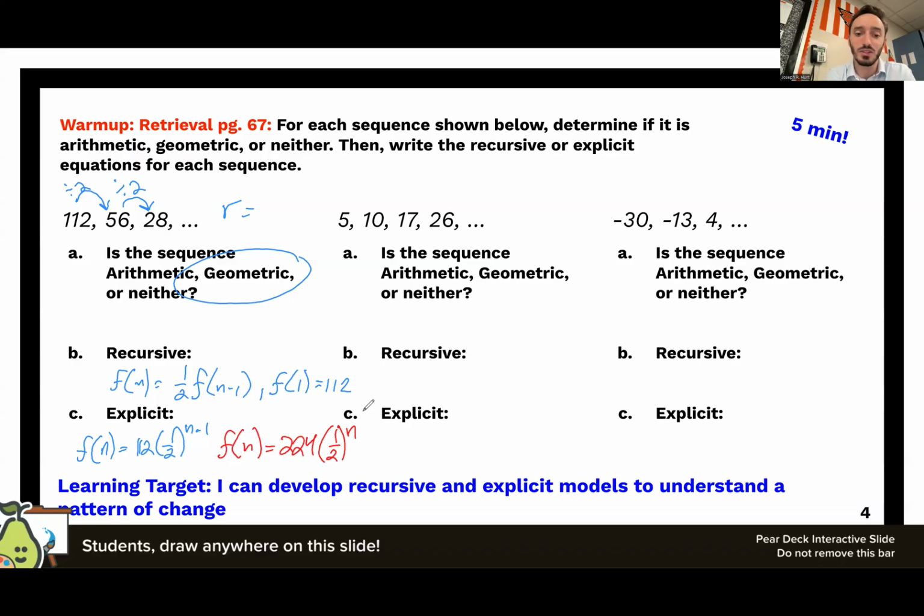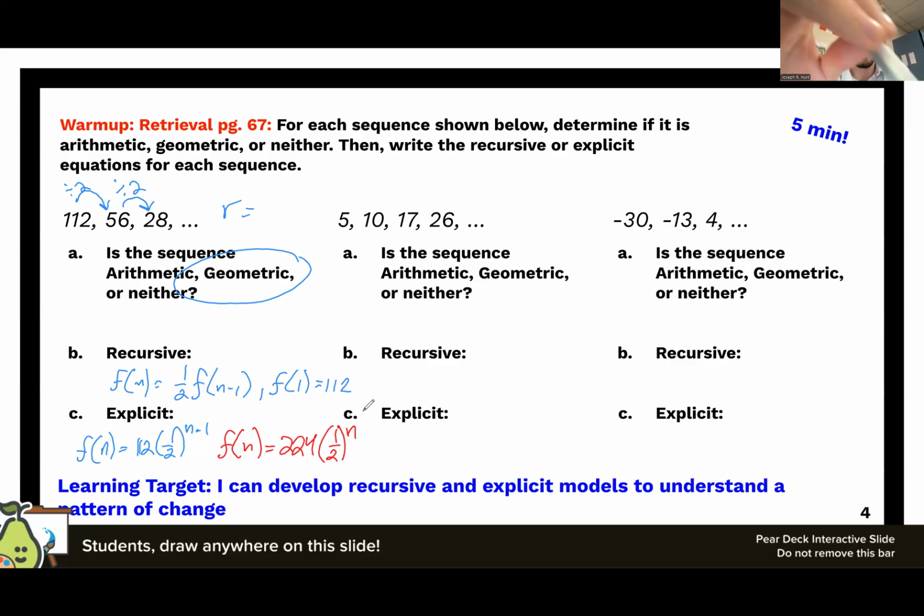If I test it out with, say, n equals 0, I'll see 224 times a half to the 0 is 224. If I try n equals 1, then 224 times a half to the first is 112, and I've got the correct pattern of behavior there.